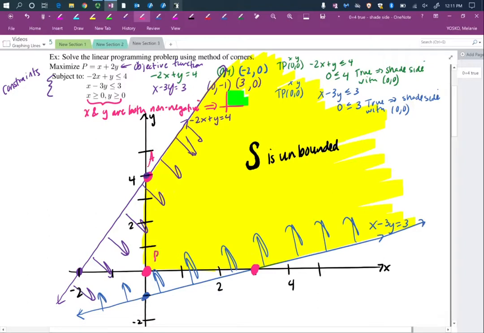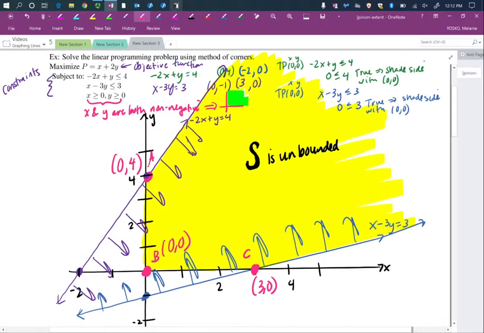So I'm going to label them A, B, and C. As I told you earlier, often our corner points are going to be intercepts. So if you found the intercepts, then you're pretty good. A is the point (0, 4). C is the point (3, 0). And what's B? B is the origin, so B is (0, 0).